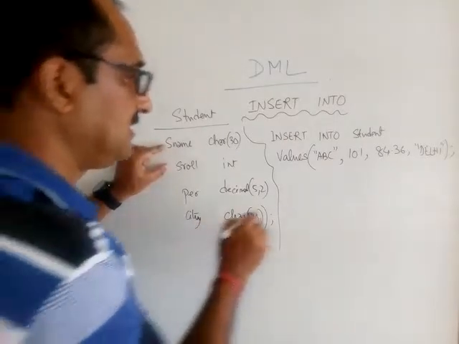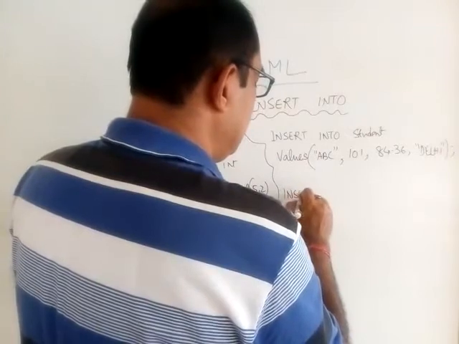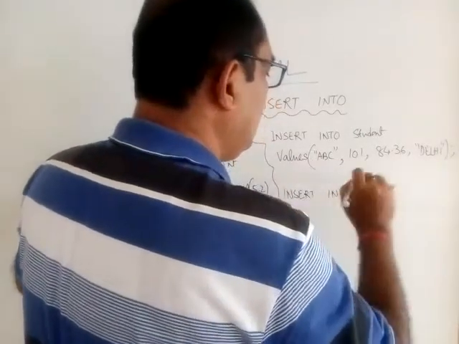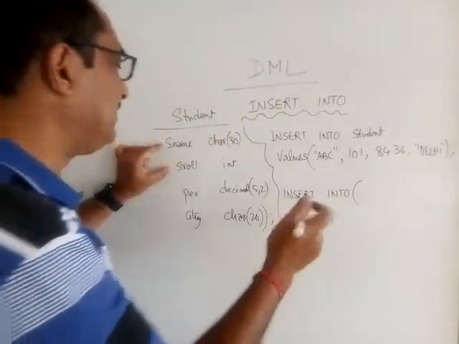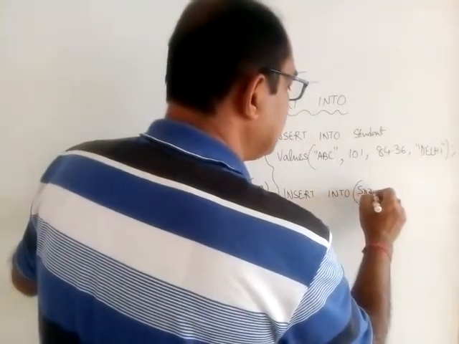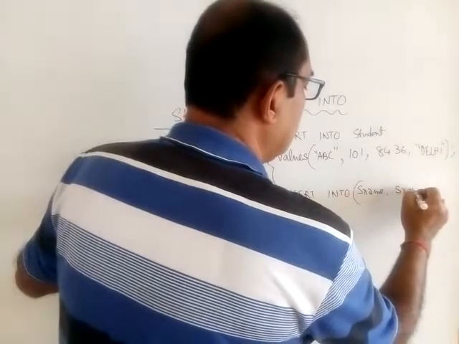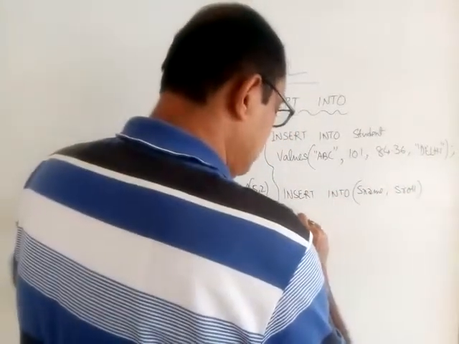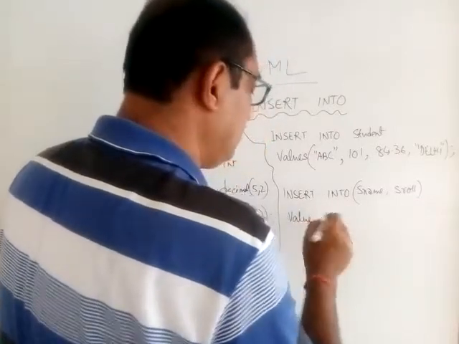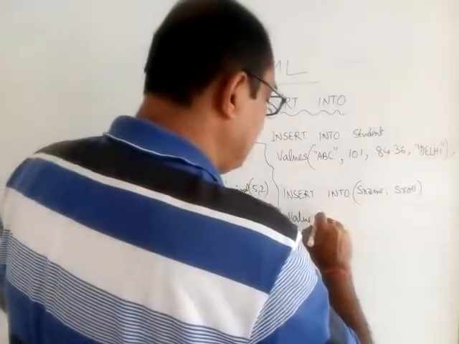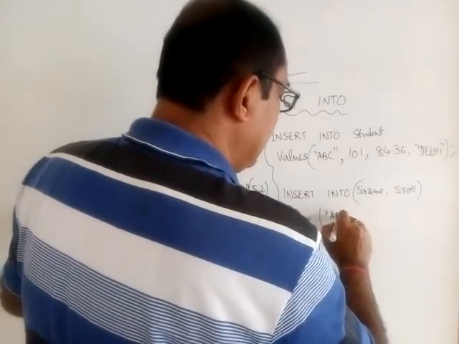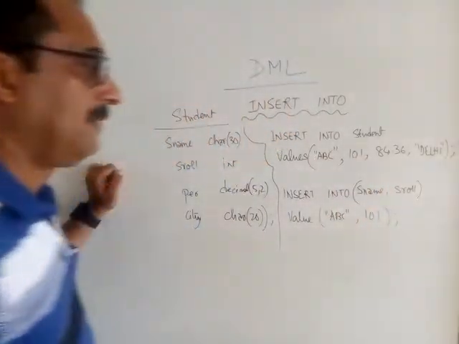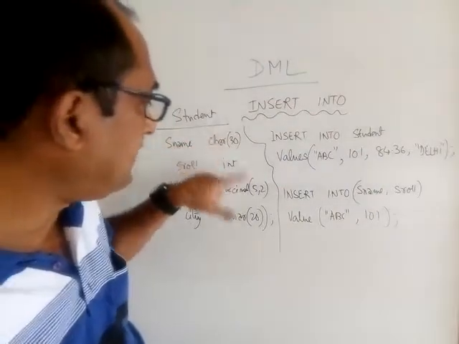So I want to give values only to name and roll number, these two fields. Then what you have to do is write insert into, and write the two fields where you want to give the values. So S name and S roll. Since you are not sure about the values in the other two fields of the table, you sort of omitted them. Now you can write values for only these two fields.